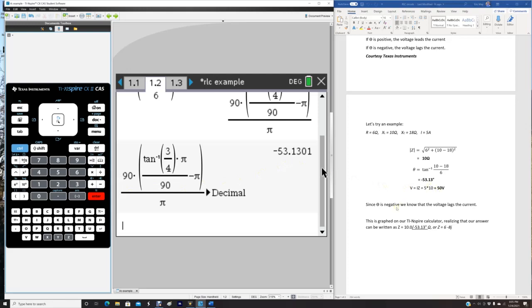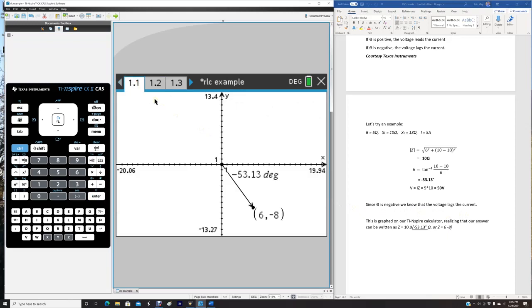Now, since theta is negative, we know here that the voltage lags the current. Now, this is graphed on our calculator also, and we can see that because it's in this quadrant, we know that it's a negative angle, negative 53.13 degrees, and that the answer is 6 minus 8j, or a total impedance of 10. This is just an introduction into complex numbers with the use of RLC circuits.